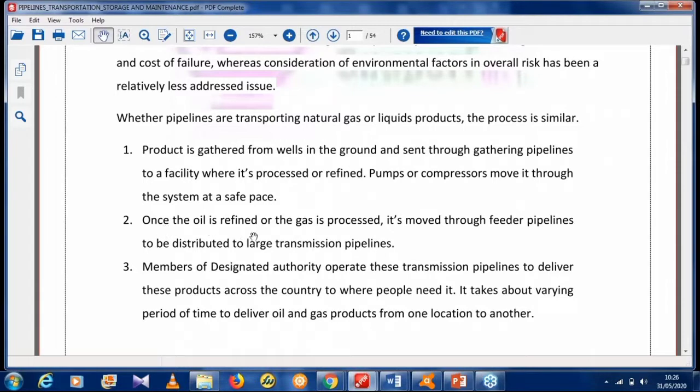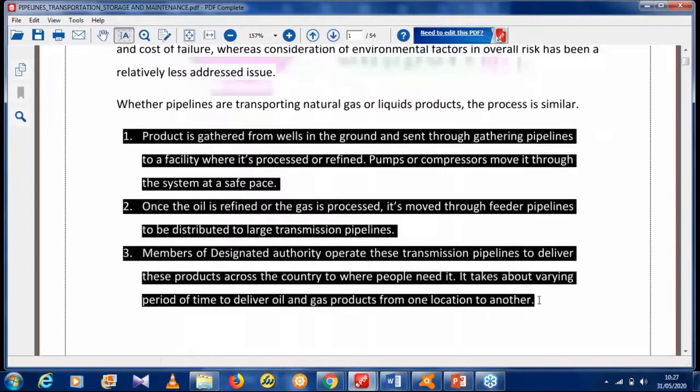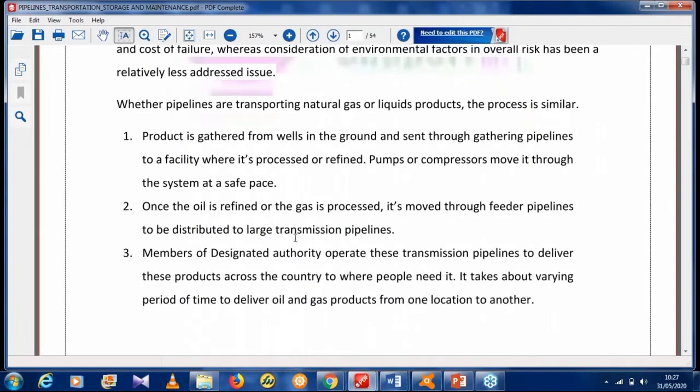Then once the oil is refined or the gas is processed, it is moved through the feeder pipeline to be distributed to large transmission pipeline. Now, from this whole discussion, you can tell that there are different types of pipelines. We talked about feeder lines, gathering lines, and already mentioned transmission lines.